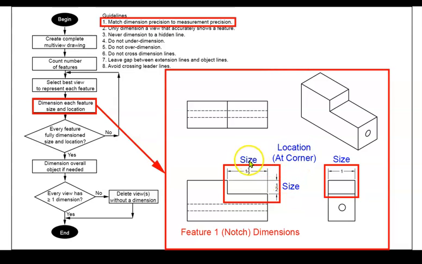The size is shown here, and the size is always going to have 3 measurements: width, depth, and height. So the front view is going to show the width and the height. And of course, in order to show the depth, we need to go over to the side view where we can see the depth. The location, well, it's at the corner, so there's no measurement needed for the location in this particular situation.